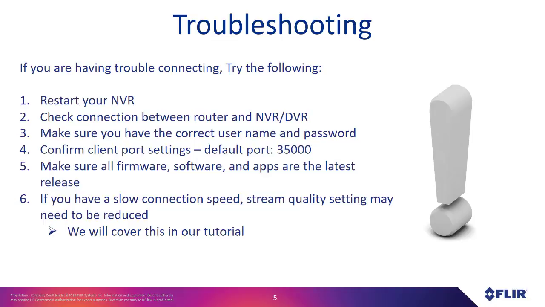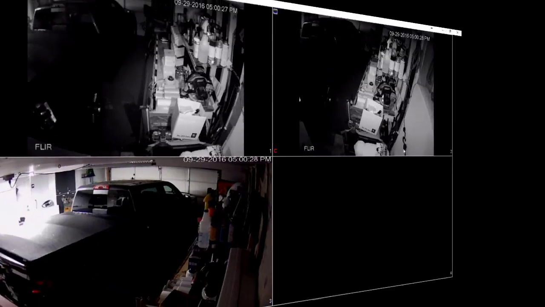As notated here on this slide, default port is 35,000. Make sure all firmware, software, and apps are the latest release. And lastly, if you have a slow connection speed, you may want to reduce the quality settings of the substream. We will cover this in the tutorial. Now let's move on and see how this is configured within our NVR.